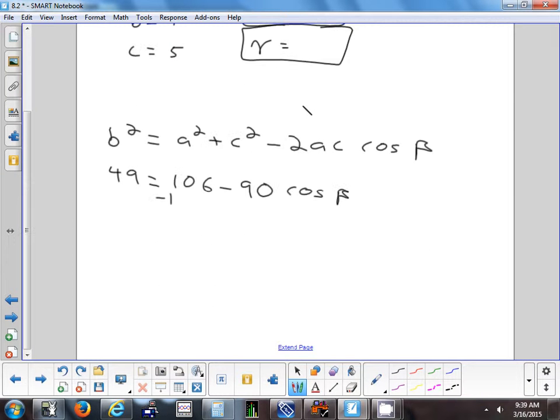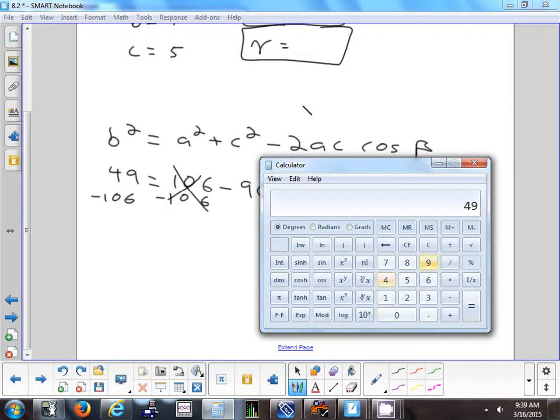Okay, next step, we're going to bring the 106 to the other side. Be careful you don't subtract the 90. You can't do that because 90 is multiplied by something you don't know. And when you're solving an equation, always move things to the other side using addition and subtraction, and then you divide last. Okay, division is always the last step. So let's subtract to the other side. So 49 minus 106.